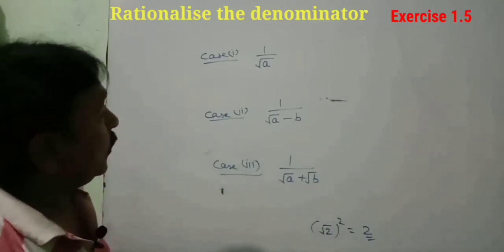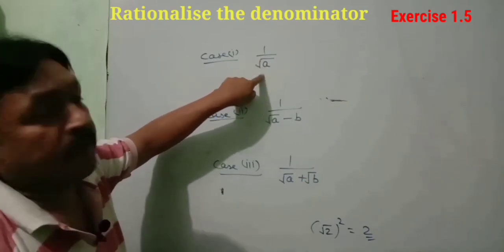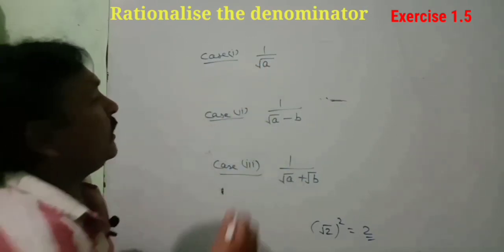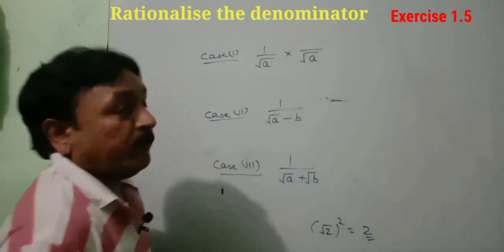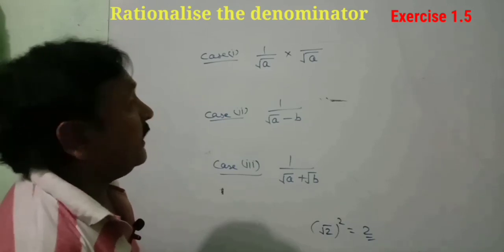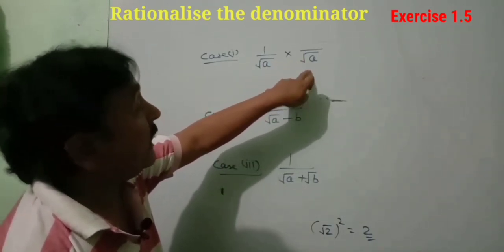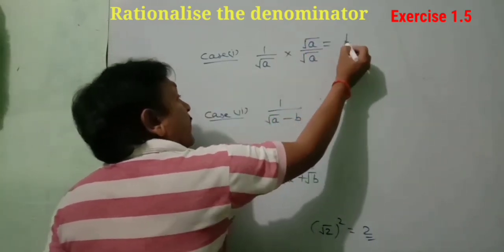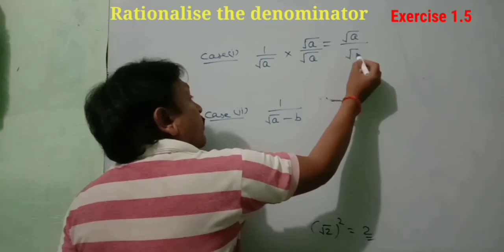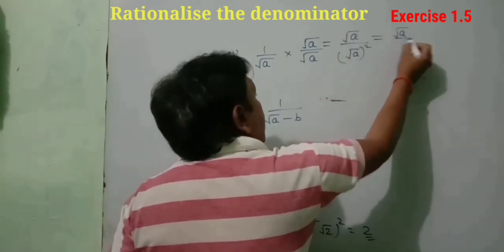Okay, so see the case first. How to bring a square over here? For bringing a square over here, we need one more root A. But it is a rule of maths that if you multiply something in the denominator, then you have to multiply by the same number in the numerator. So it will become root A upon root A whole square. So it will become root A upon A.